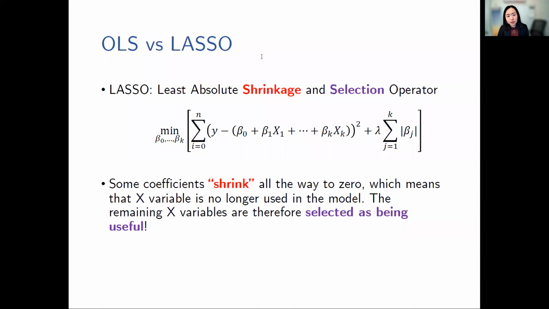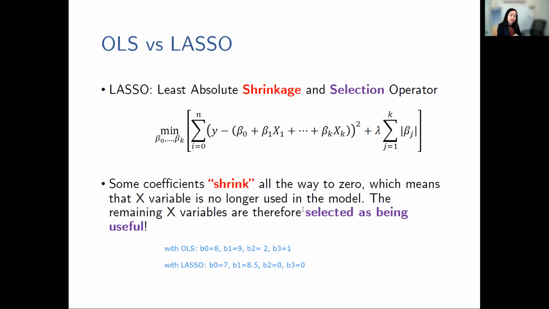Suppose, how do I explain this? Suppose without LASSO, with OLS, beta 0 equals 8, beta 1 equals 9, beta 2 equals 2, beta 3 equals 1. Okay. And then with LASSO, beta 0 shrinks to 7. Beta 1 shrinks to, let's say, 8.5. Beta 2 shrinks to 0. Beta 3 shrinks to 0.